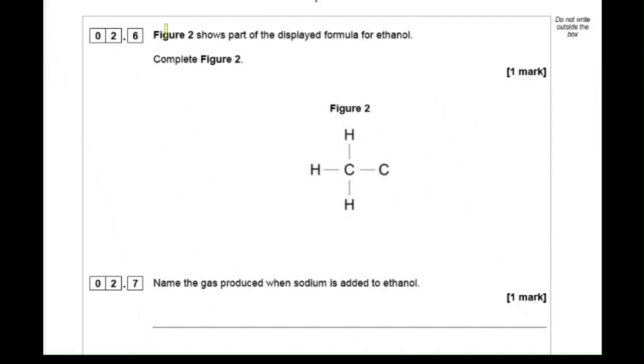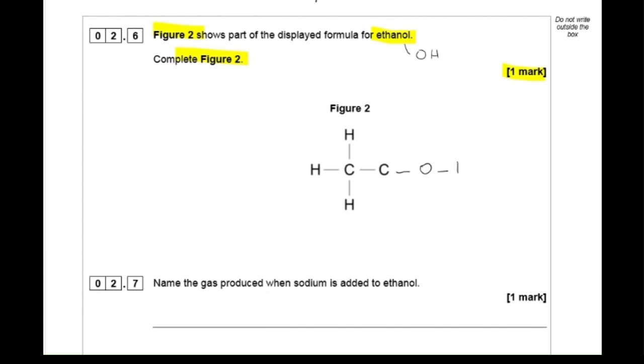Question 2.6. Figure 2 shows part of the displayed formula for ethanol. Complete figure 2 for 1 mark. Now, this is an example of drawing a structural formula. So when we look at ethanol, what do we know about ethanol? It has a functional group OH. So the first thing we're going to do is write the O and the H with our covalent bonds in between.